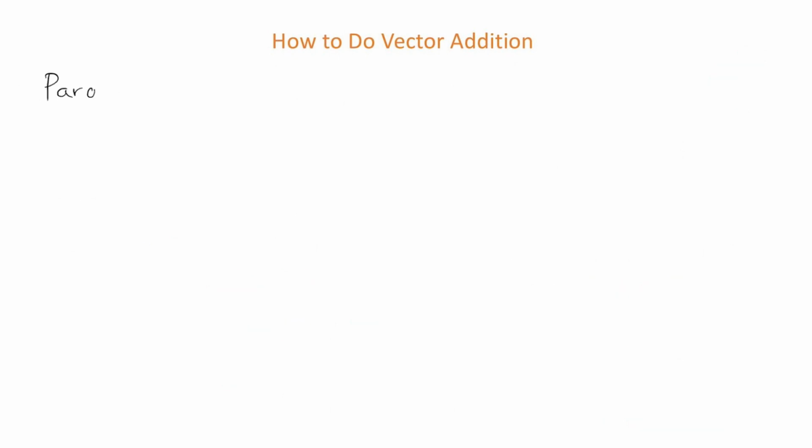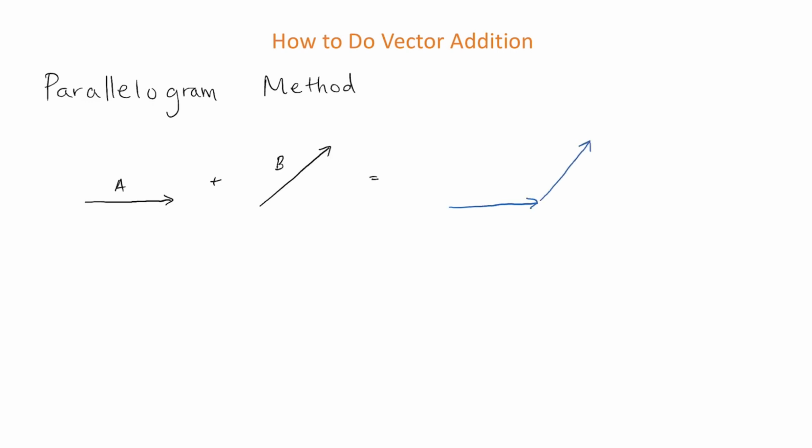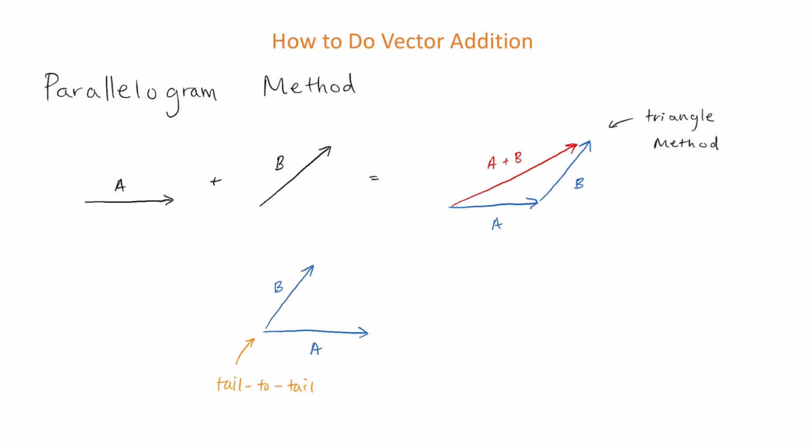And now there's another way that you could have visualized this vector addition, and that's called the parallelogram method. So if I give you vectors A and B and I ask you to add them together, using the triangle method, you would align them tip to tail, and then you would draw the resultant to form the triangle. But if you were going to use the parallelogram method, you would align the two vectors tail to tail.